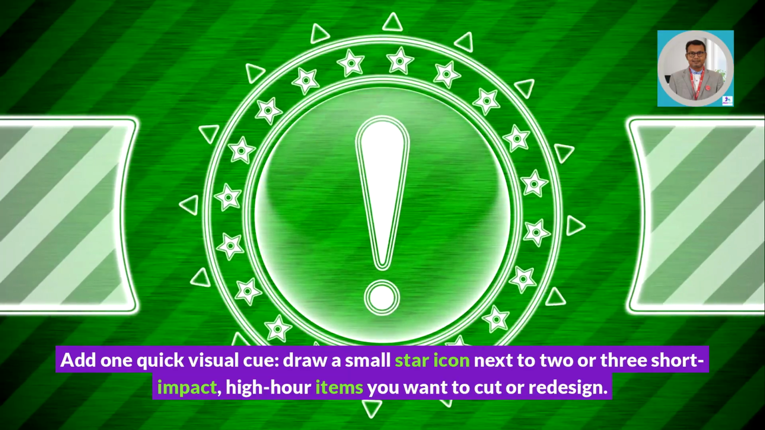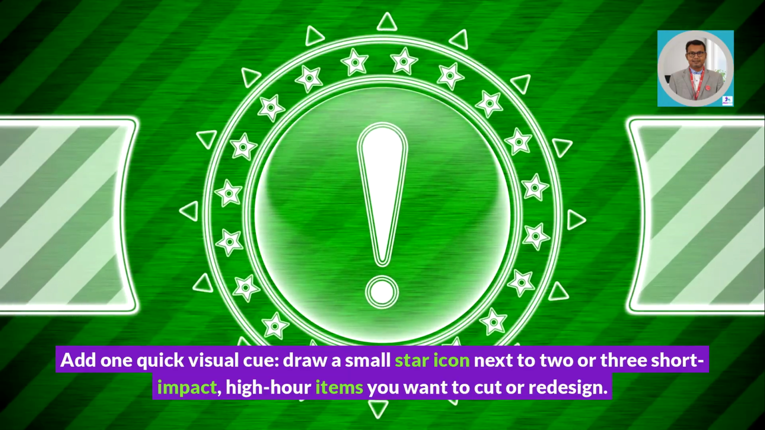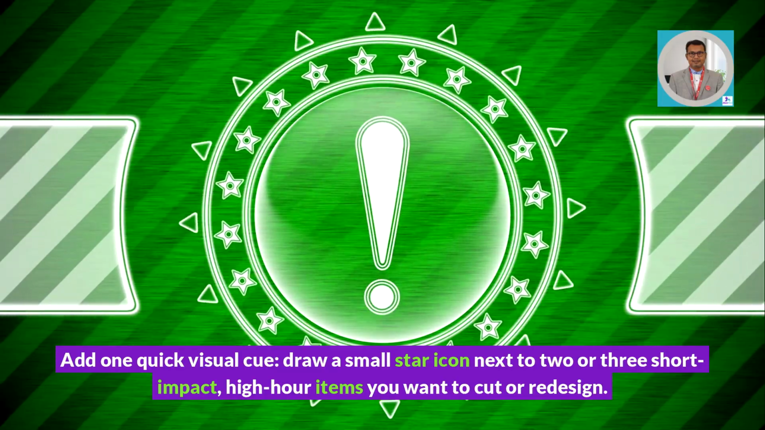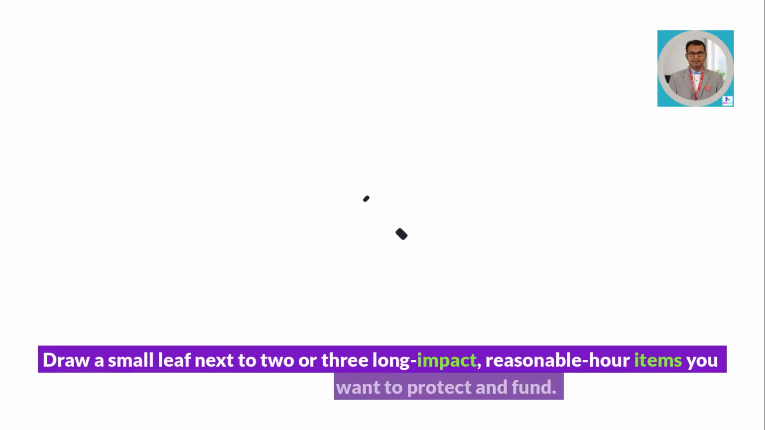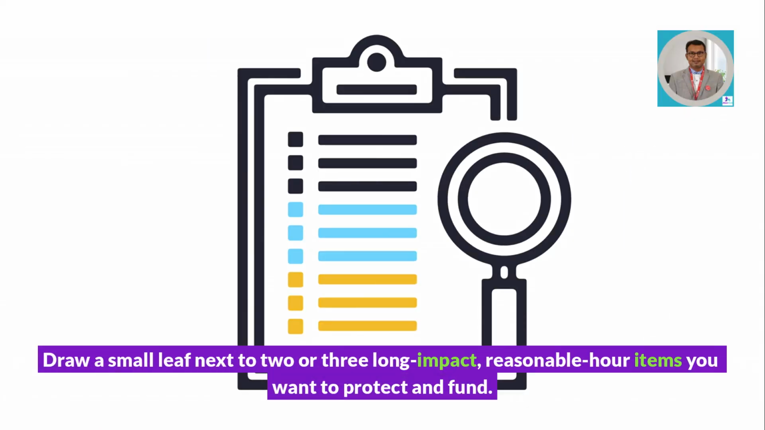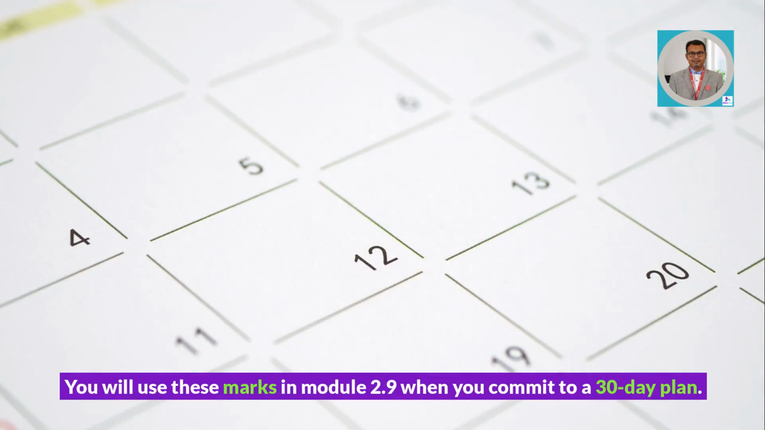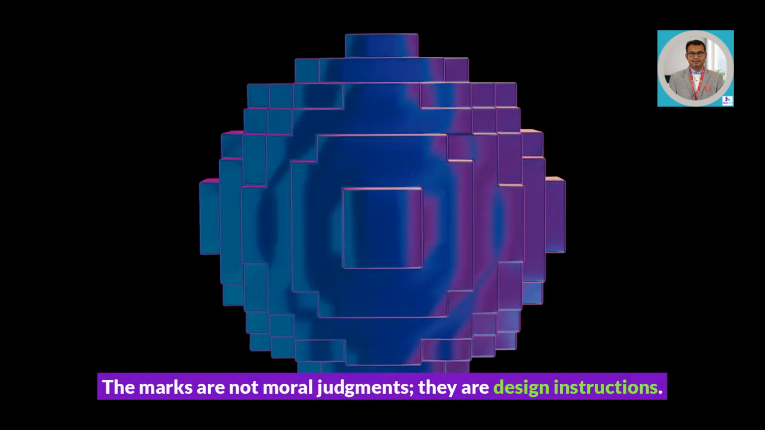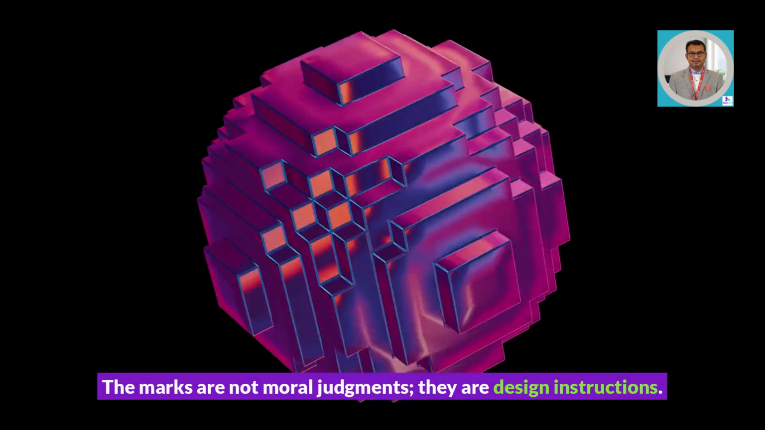Add one quick visual cue. Draw a small star icon next to 2 or 3 short impact, high hour items you want to cut or redesign. Draw a small leaf next to 2 or 3 long impact, reasonable hour items you want to protect and fund. You will use these marks in Module 2.9 when you commit to a 30-day plan. The marks are not moral judgments, they are design instructions.